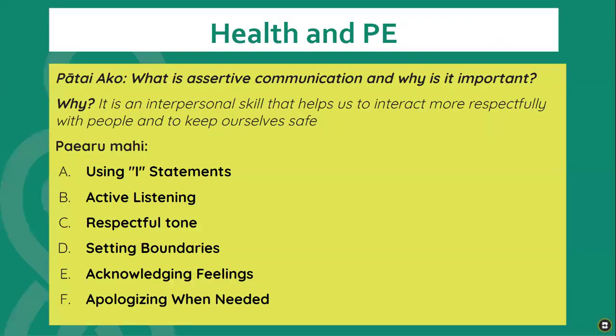The third example I've got today is for health and PE. Pātaiako, what is assertive communication and why is it important? This is actually at level 4 of the curriculum, so for our older tamariki. And I've got a 6-step success criteria here, which I have labelled with letters. So they're going to use those letters in the strategy for examples and non-examples on the next slide. So they would actually have that success criteria in their letters visible somewhere in the room or individually.